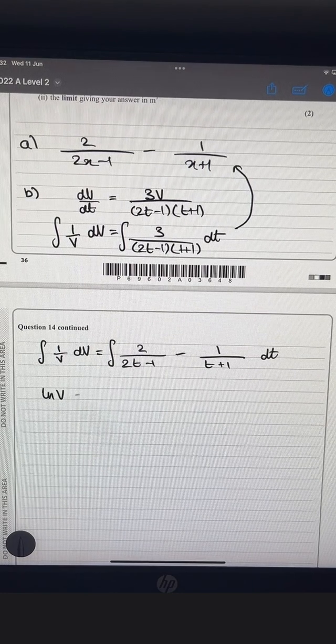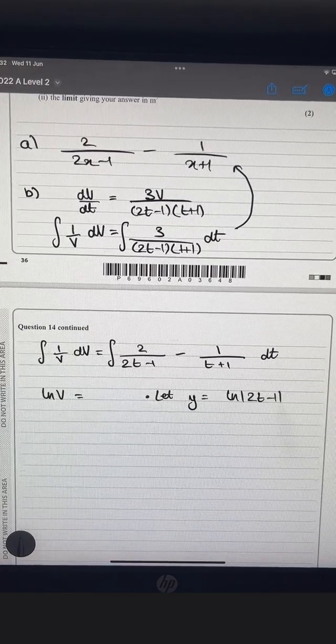I'm going to use the reverse chain rule. So I'm just going to say let y equal ln of the modulus of 2t minus 1, because I've got a fraction with the denominator, and the numerator is like some scaled derivative of it, right? So if I differentiate that, I should get the integrand, right? So that'll be over 2t minus 1, and using the chain rule, the derivative of this is 2. Okay, cool. So that is my y thing there.